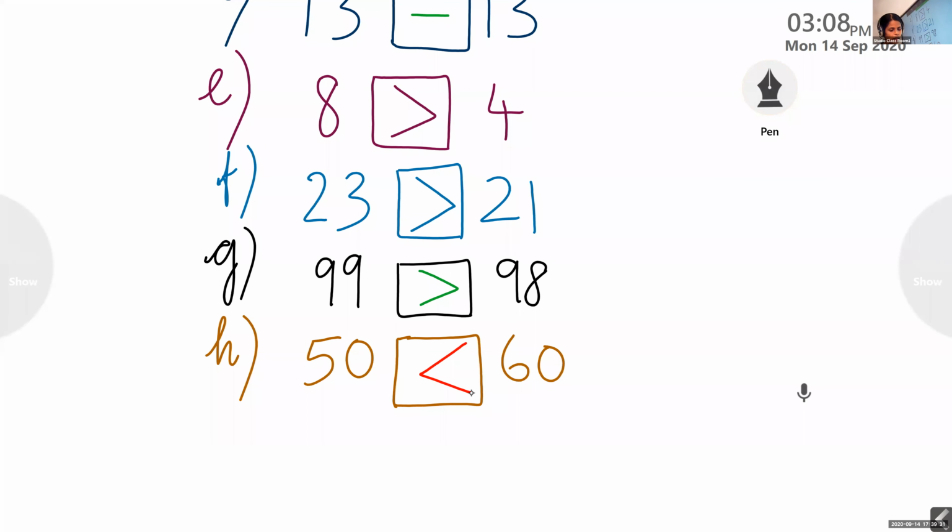And next we have the next exercise. Those who completed, take a fresh page. So next we have a new exercise. Take a fresh page.